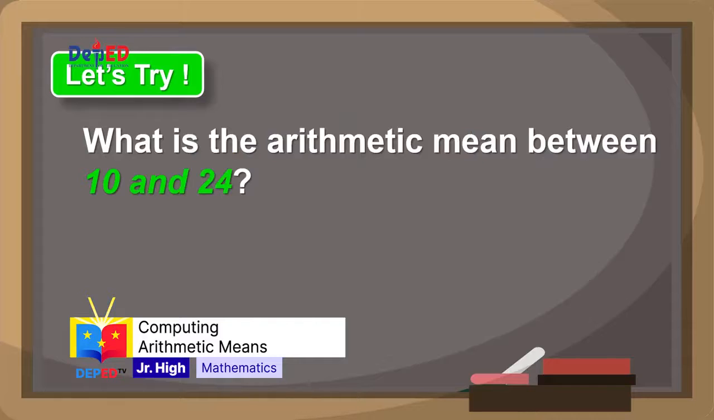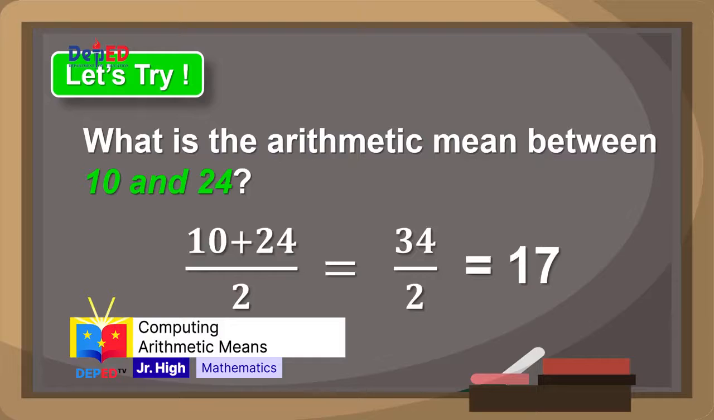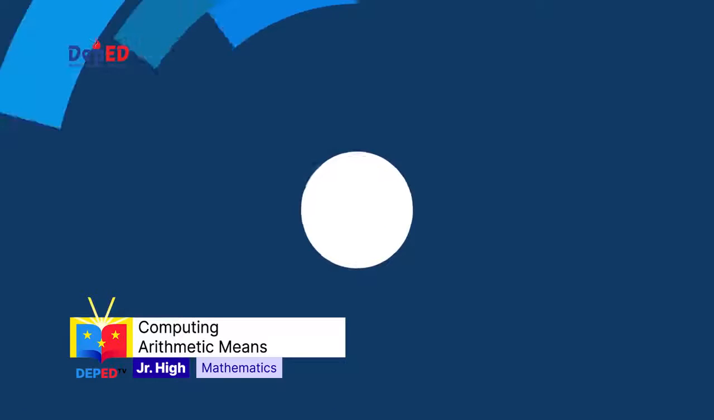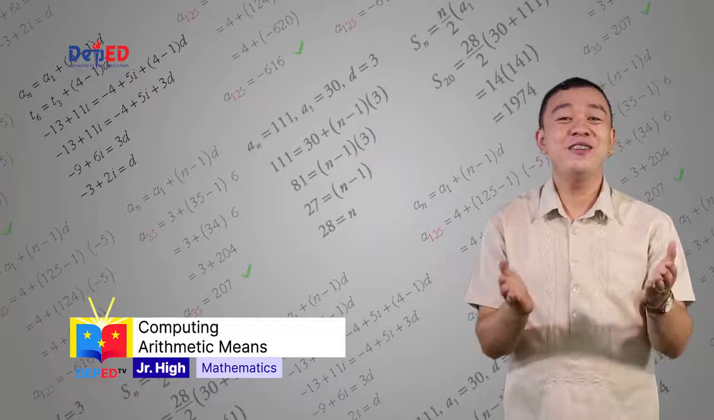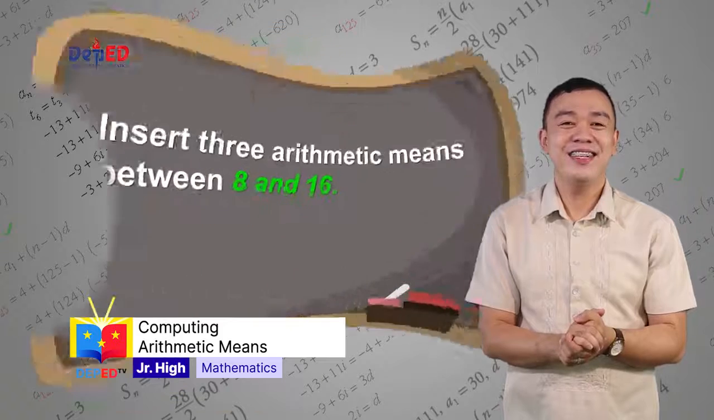Let's try. What is the arithmetic mean between 10 and 24? Using the average formula, get the arithmetic mean of 10 and 24. That is, adding 10 and 24, that's 34 divided by 2, 17 is the arithmetic mean. Let's go to the next example.